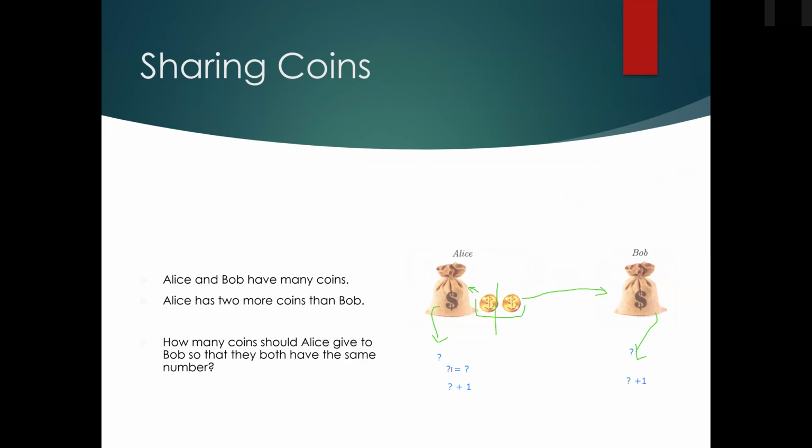Remember how I said that the question marks are equal to each other? If we add 1 to something that's equal to each other, then they're both equal to each other in the end. So we get this. And that proves that if we take the difference and we divide it in half, and give 1/2 to the person with less, they should have the same because question mark plus 1 is equal to question mark plus 1.